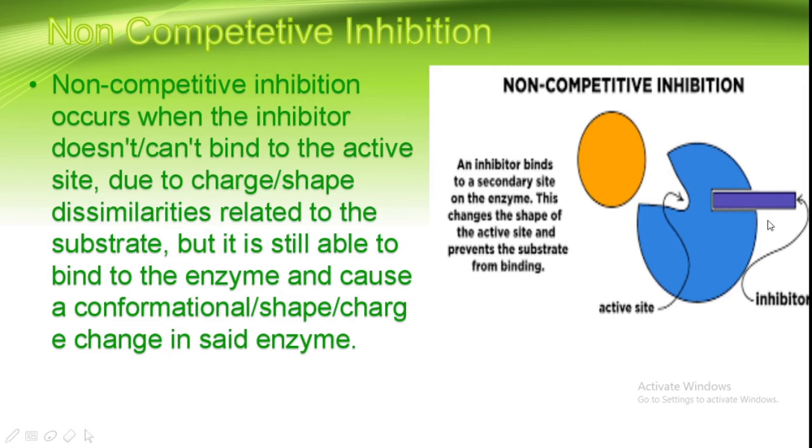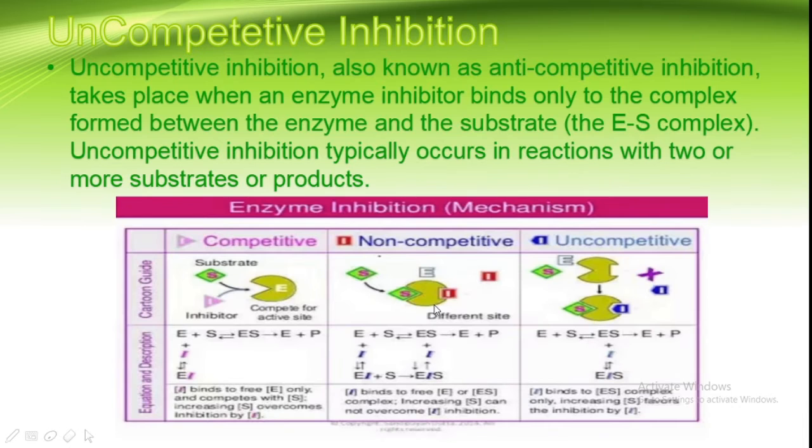It attacks on the other side of the enzyme, but it will de-shape the active site, so the incoming substrate cannot fit inside it. The inhibitor binds to a secondary site on the enzyme, and this changes the shape of the active site and prevents the substrate from binding. So in this way, they stop the reaction.